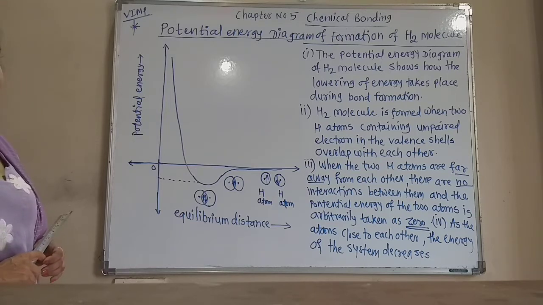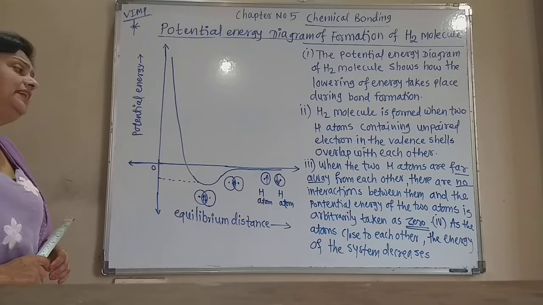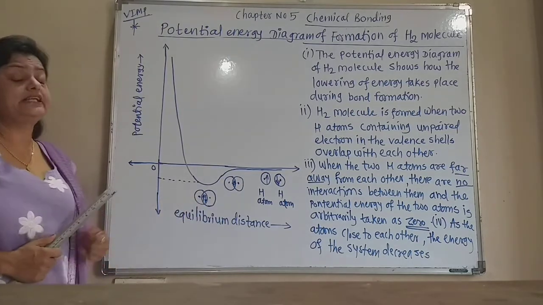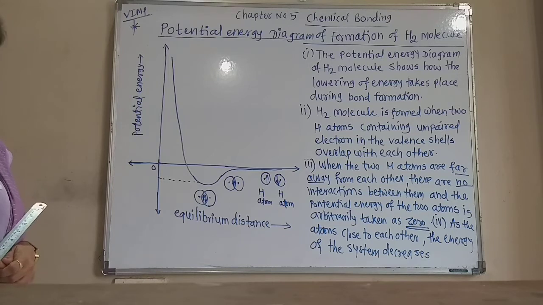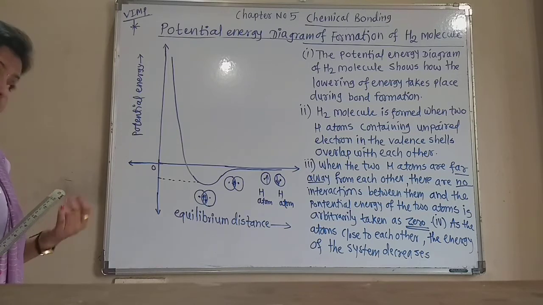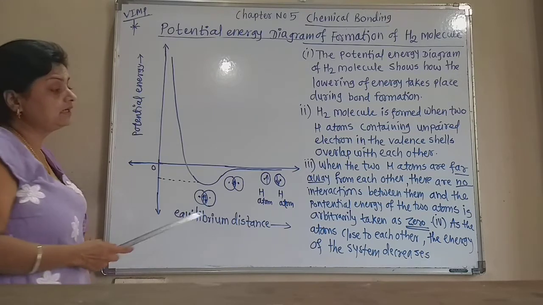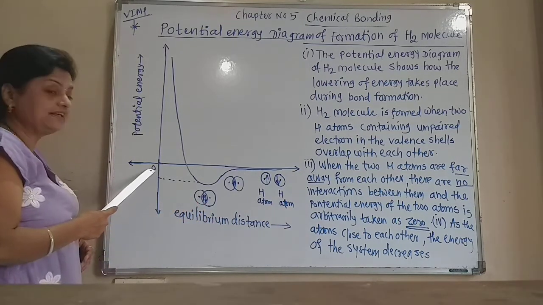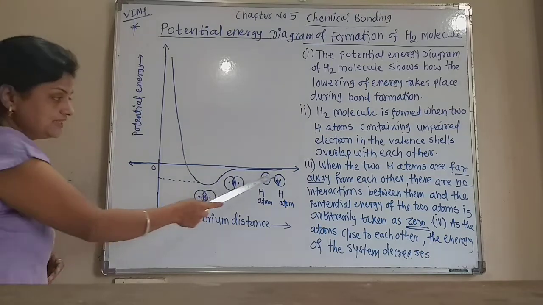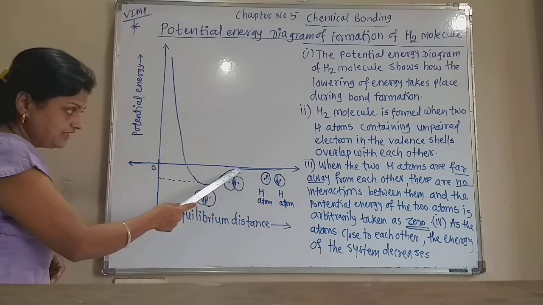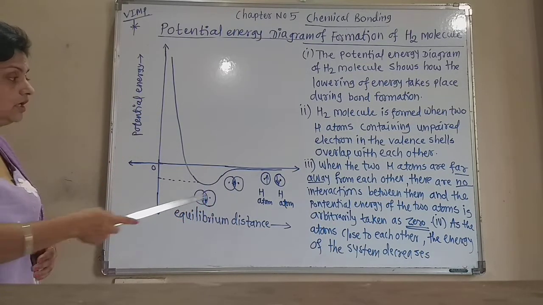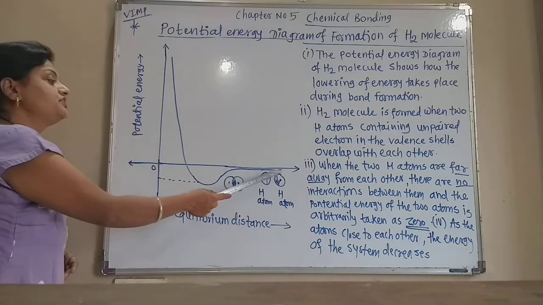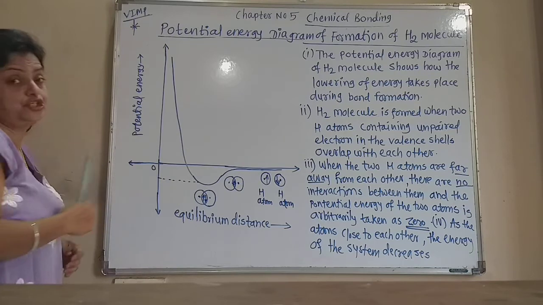Now they are the half-filled orbitals. When they are far away from each other, that means there is no overlapping between them, so their potential energy for both of the atoms is taken as 0. Now see this potential energy curve. When they are far away from each other, the potential energy is nearly taken as 0.